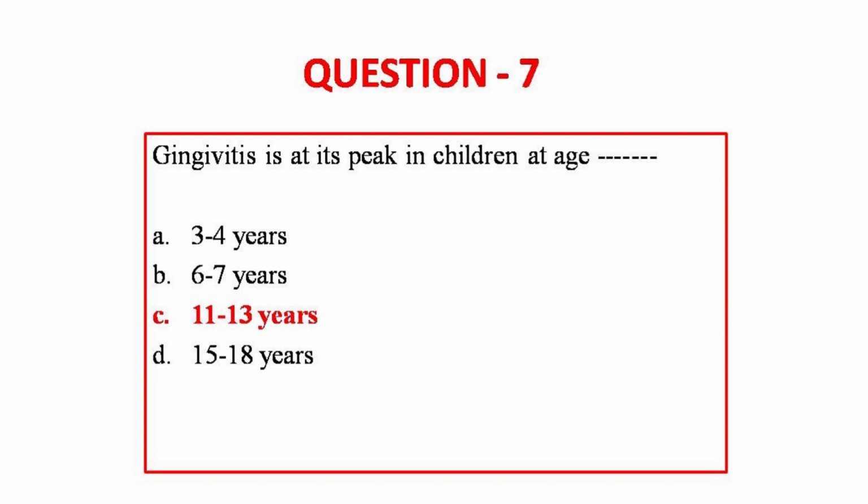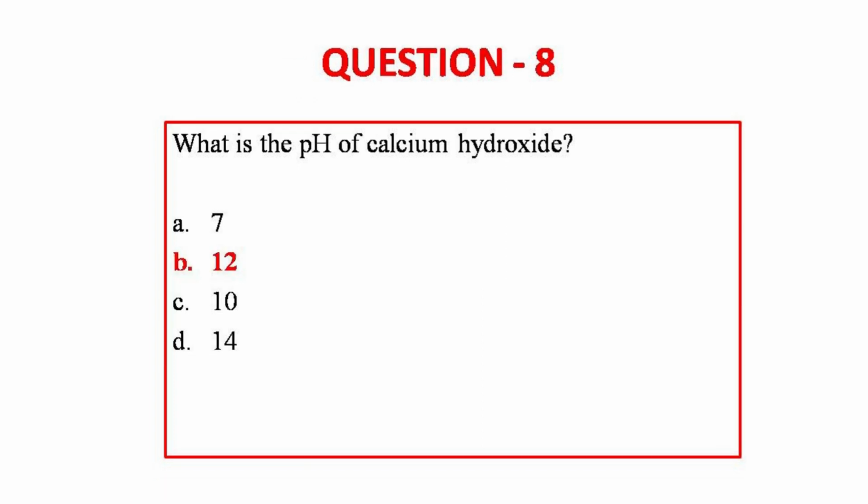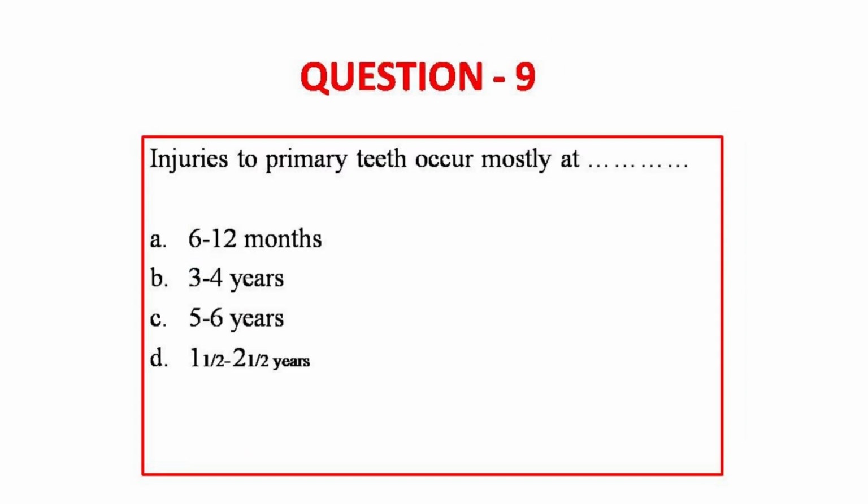Moving on to question number 8. What is the pH of calcium hydroxide? They've given 4 options: 7, 12, 10, 14. The answer to this question is option B, 12. So moving on to question number 9.